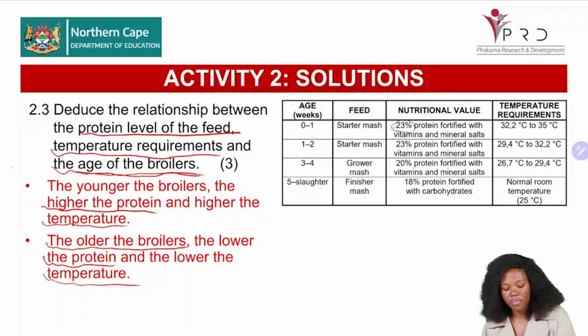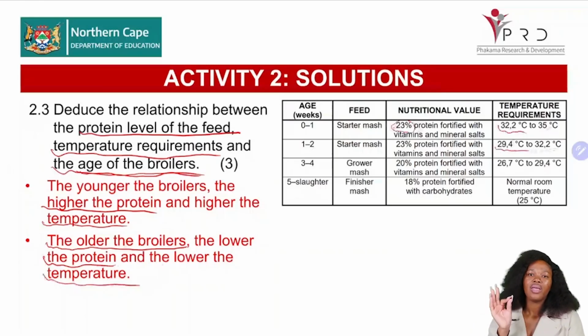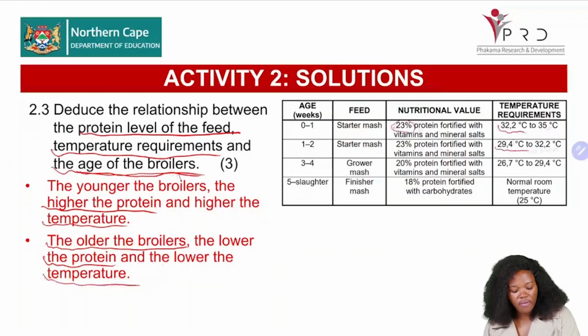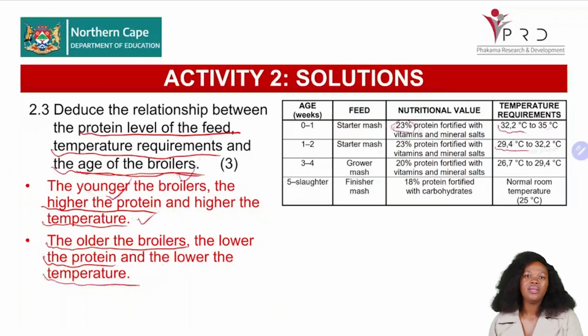When it comes to temperature, those between 0 and 1 need about 32 to 35 degrees Celsius. But between 1 and 2, they need between 29 and 32 degrees Celsius. As the broilers grow, the temperature decreases. It becomes lesser and lesser. So this is how you conclude on the relationship. 1 mark for younger broilers, 1 mark for high protein, and 1 mark for high temperature. 3 marks in total.